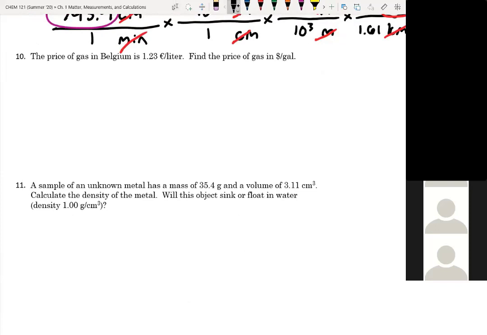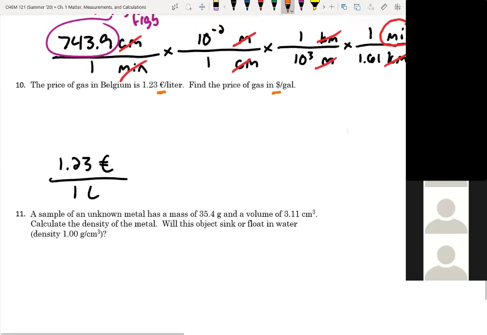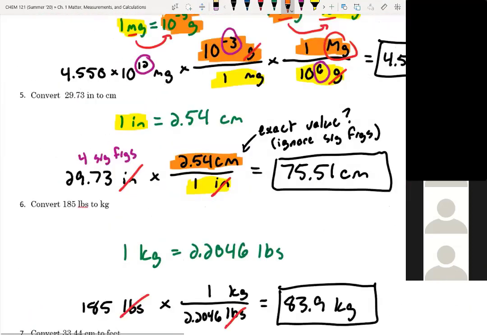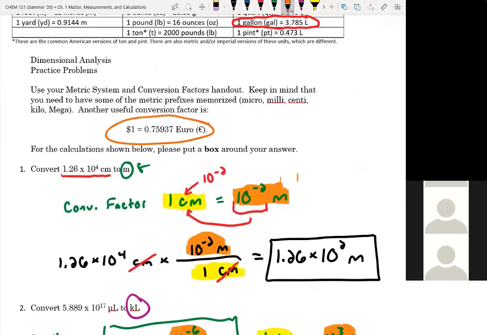So let's do this one. If you have 1.23 euros, you can buy 1 liter of gas. So let's figure out a conversion, and let's just pick one of these numbers to convert first. I'm going to pick the money unit to convert first. Up at the top, we had a conversion for euros to dollars, and this is not based on today's market conditions. I think it's a lot better now.